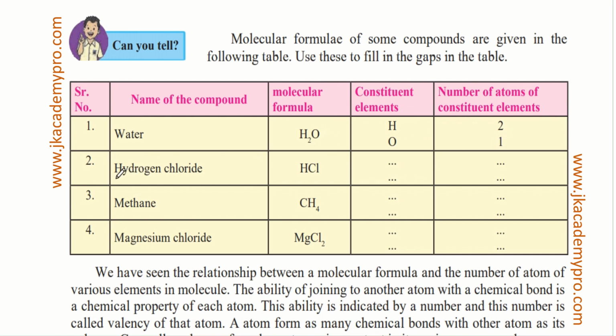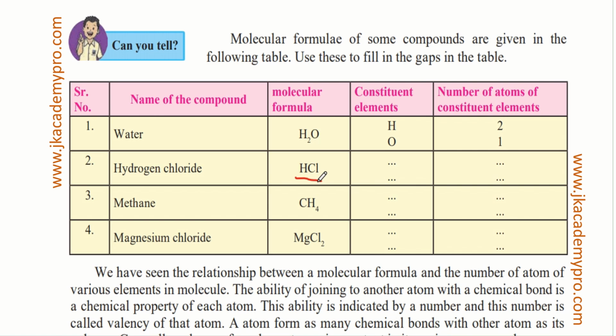The next example here is hydrogen chloride. The molecular formula for hydrogen chloride is HCl. This is an acid commonly found. And this has the constituent elements of H, that is hydrogen, and Cl is chlorine. The number of atoms of the constituent elements. Here there is no number following H and there is no number following chlorine. So this indicates that there is 1 atom of each.